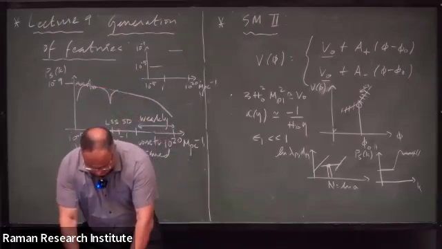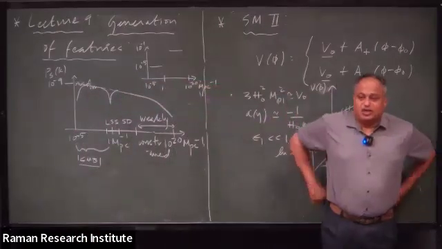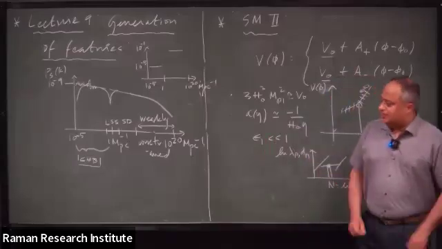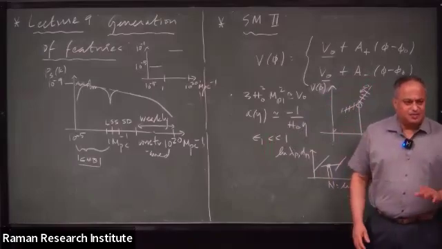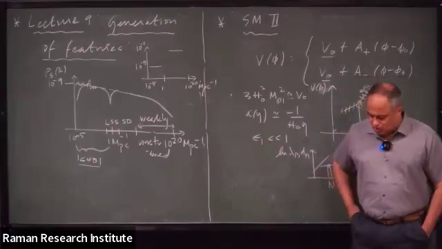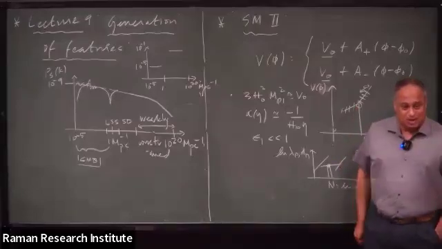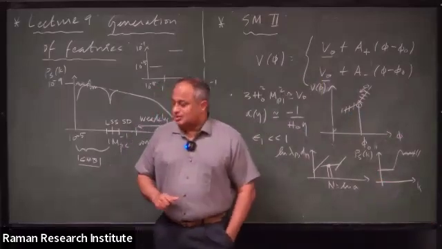All right, let's start where we left off. We were discussing the generation of features in the scalar power spectrum. You'll see that the effects on the tensor power spectrum are rather small, even if there are strong deviations from slow roll. So we will not worry much about the tensors, we'll focus on the scalars. Let me just recap a few essentials.